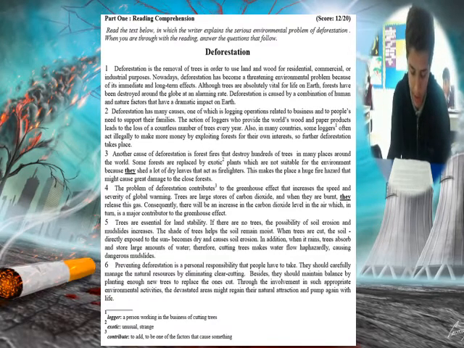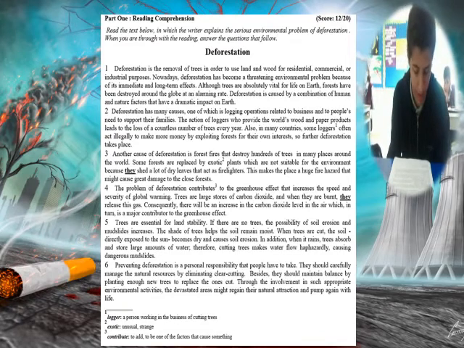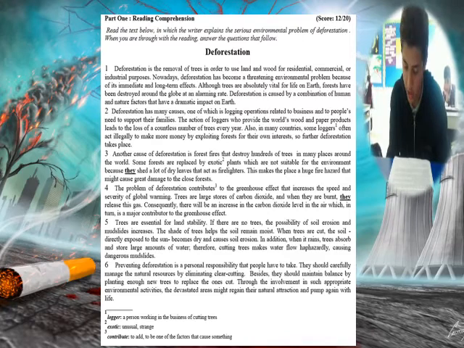Preventing deforestation is a personal responsibility that people have to take. They should carefully manage the natural resources by eliminating clear cutting. Besides, they should maintain balance by planting enough new trees to replace the ones cut. Through their involvement in such appropriate environmental activities, the devastated areas might regain their natural attraction and pump again with life.